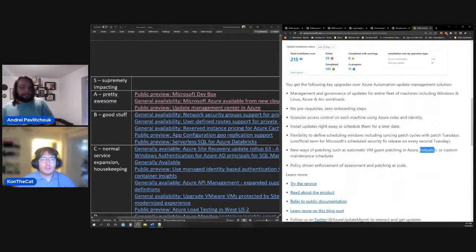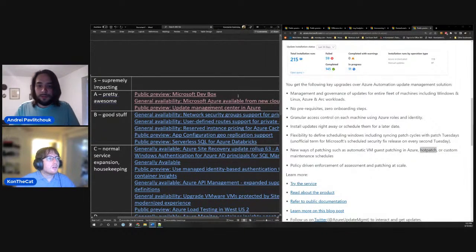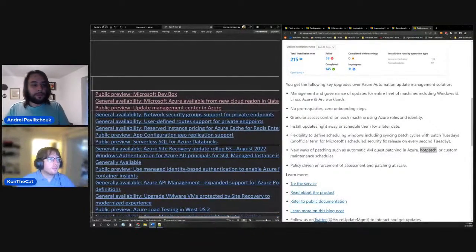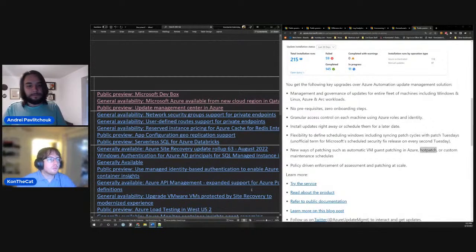And they'll also support hotpatch, which is good, and I guess at this point expected. Yep. Okay. So private endpoints got support for network security groups and user-defined routes. I'd like to know what the scenario would be for user-defined routes for private endpoints, but cool.